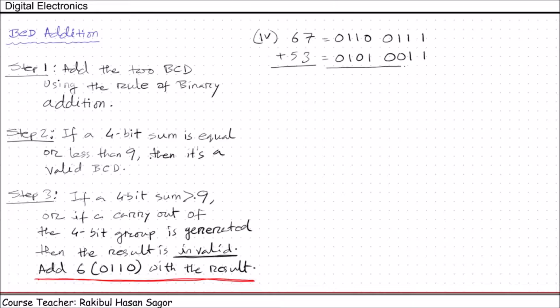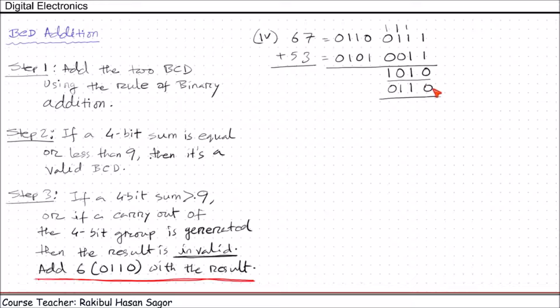Now add these two numbers using binary addition. 1 plus 1 will give you 0. 1 plus 1 plus another carry will give you 1, and 1 carry. 1 plus 1 will give you 0, and we have 1 carry here. That carry will come here. So is this a valid BCD? No, this is not a valid BCD. So we need to add 6 with this number, 0110.